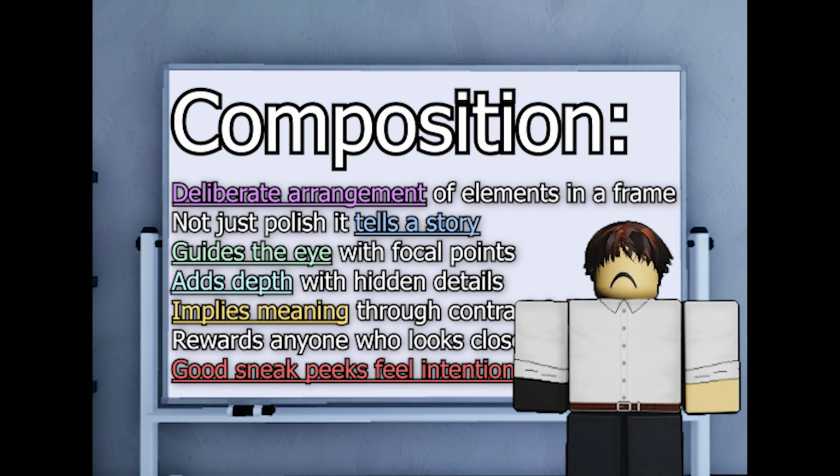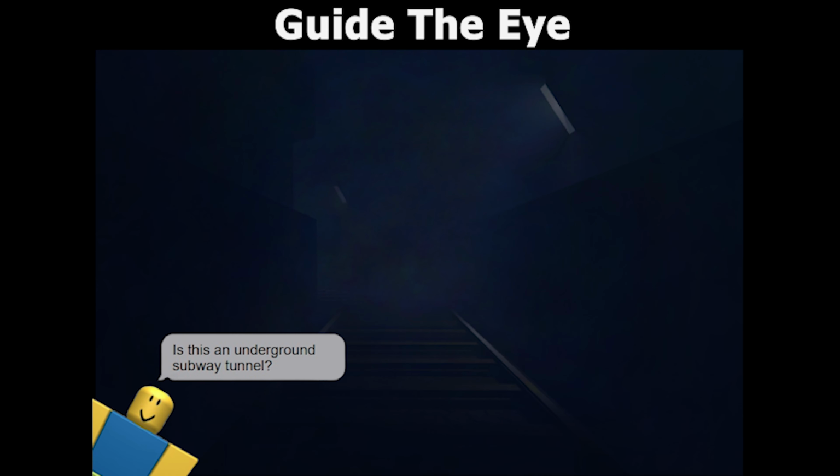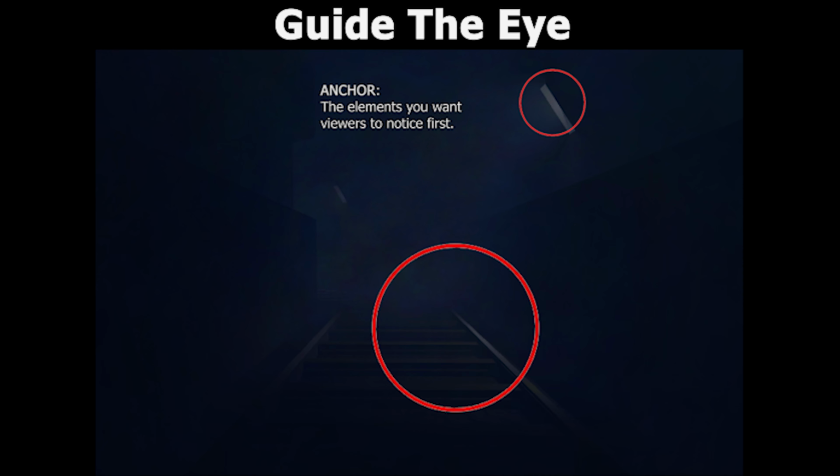Now that you understand what a composition is, we can move on to our examples. Starting off with a sneak peek I made for Noisy Neighbor. My goal here was to hint at what the environment could be without giving everything away. I achieved that by using the train tracks and the ceiling lamp as anchors. An anchor is simply the element you want viewers to land on first.